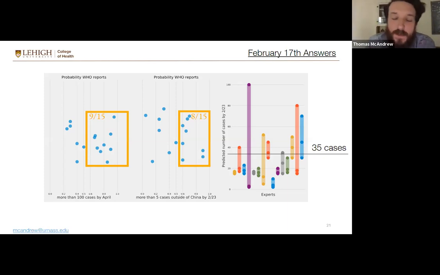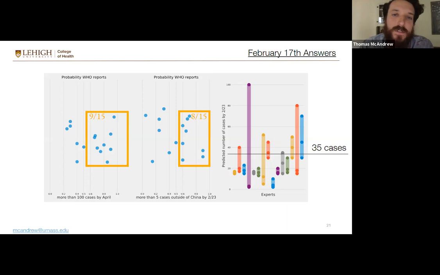Finally, in the far right here, on the horizontal axis, you have each of the 15 experts that participated in this first survey. On the vertical axis, the predicted number of cases by February 23rd. And you have their smallest, most likely, and largest from bottom to top prediction. Now, we also know that there were 35 cases reported on February 23rd, and you can see here the expert forecasts do a good job covering that event. Now, I want to take just 1 second to step back and look at the goal of forecasting.